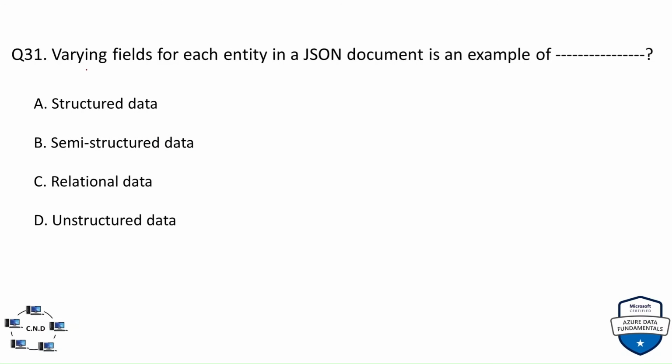Question number 31 is that varying fields for each entity in a JSON document is an example of what? The options are A, structured data, B, semi-structured data, C, relational data, and D, unstructured data. The correct option is semi-structured data.